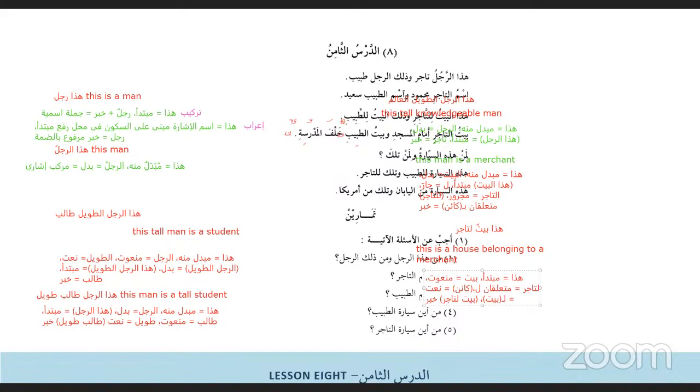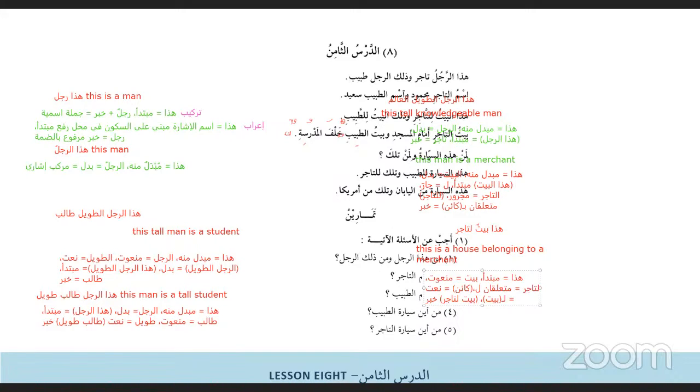Because remember, there's this little trick in tarkib, it'll help you a lot. If you see a word which is nakira, so baytun is nakira, and you see a prepositional phrase after it, tarkib wise, it's man'ut and nat. Okay, man'ut and nat. So هذا بيت لتاجر. هذا mubtada, بيت لتاجر man'ut and nat. Is that clear? Is that understood? Yeah. Okay.